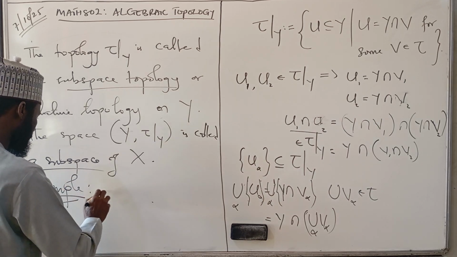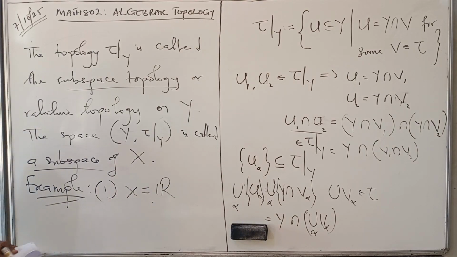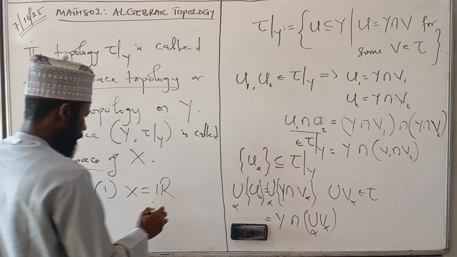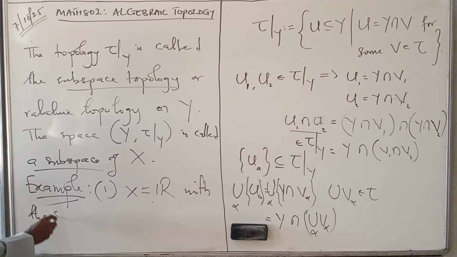In fact, let me give you an example. You can take X. So my first example is to take X to be the set of real numbers. This is a topological space with respect to the standard topology, the topology generated by open intervals on R. Okay? So let me emphasize it with the standard topology.